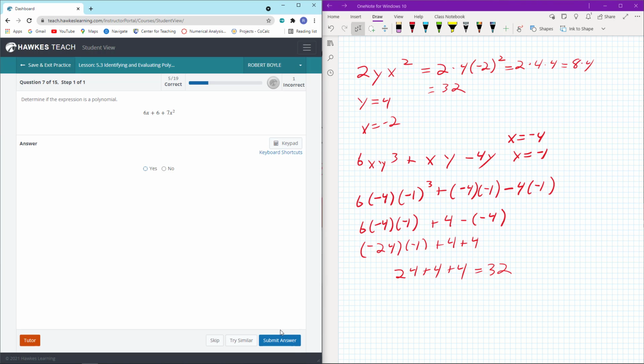Okay, so now we're going to move on to some different problems. So we're going to skip that. And now we are going to classify polynomials. So in this particular one, we have two terms, 5x squared plus 3x. So since there are two terms, this is a binomial.